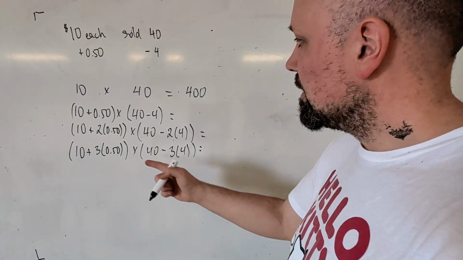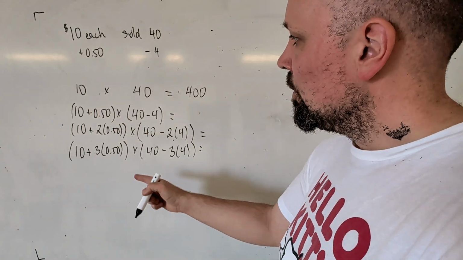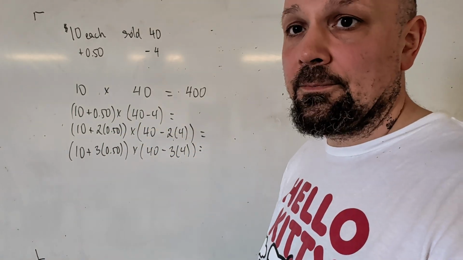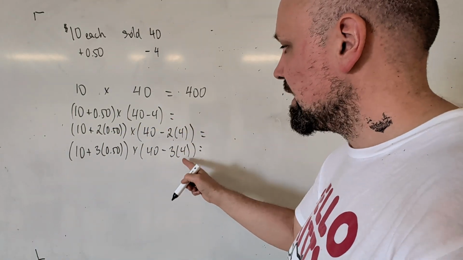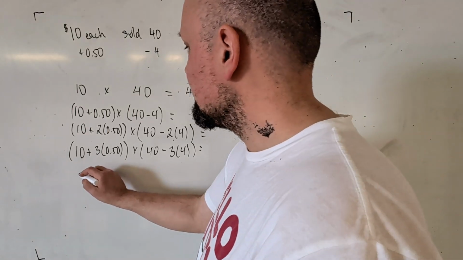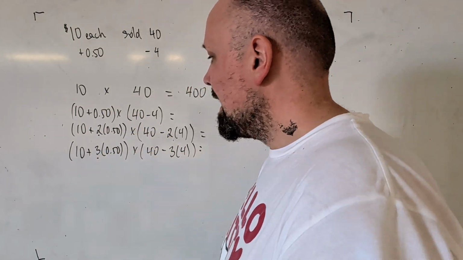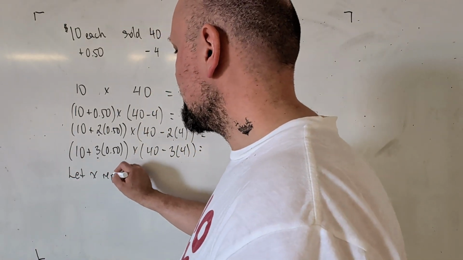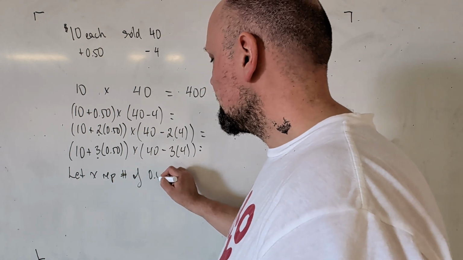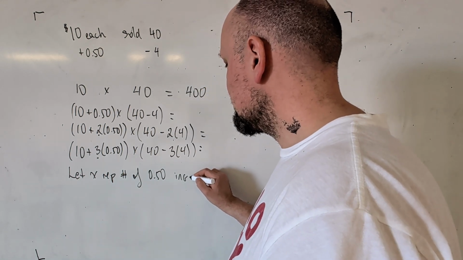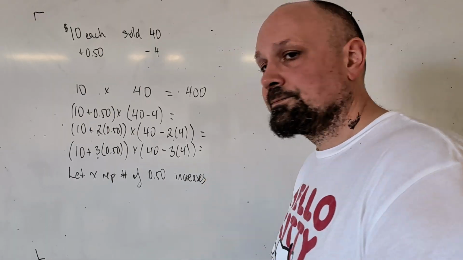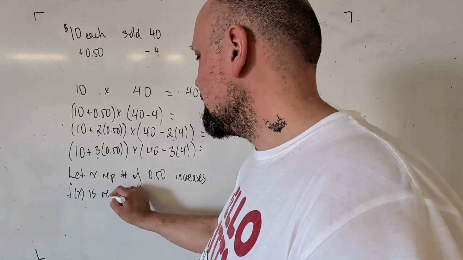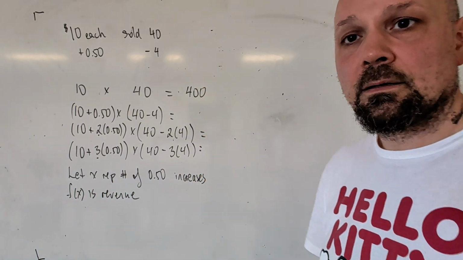Okay? And so here, equations start emerging, where the thing that's changing is how many 50 cents we're adding on and how many 4s we're taking off. So I can say this depends on how many 50-cent increases we're making. I'm going to let x represent the number of 50-cent increases, and f of x is the revenue, the money that they're making.